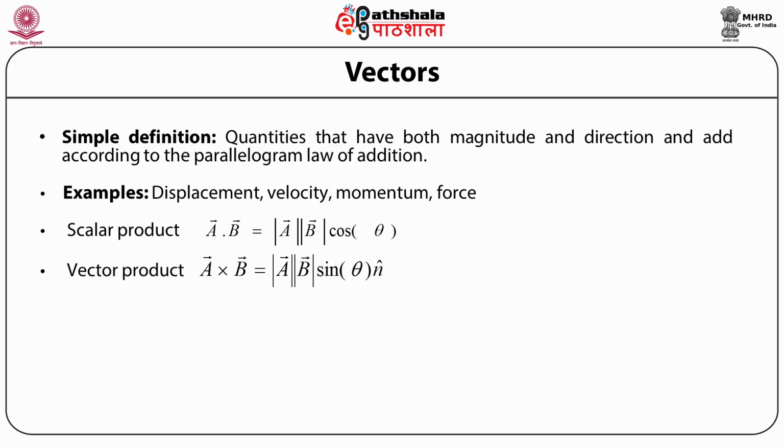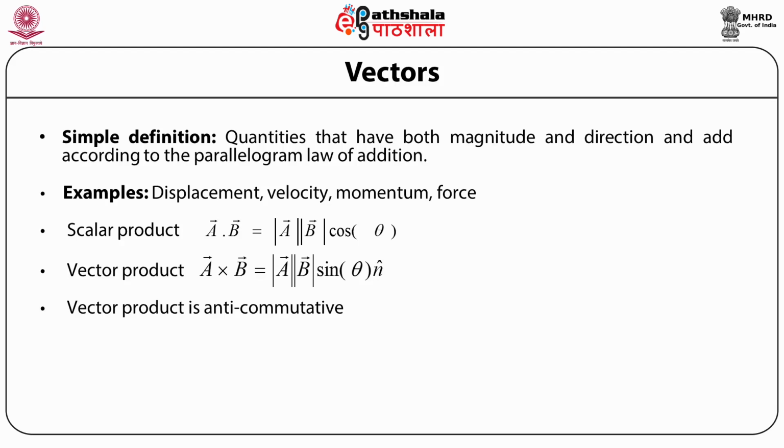Another important property of the vector product or the cross product is that it is anti-commutative, which means that vector A cross vector B is equal to minus vector B cross vector A. The reason for this is that when we take the cross product of vector A and vector B, as I mentioned earlier, using the right hand screw rule, the fingers are curled from the direction of vector A towards the direction of vector B, and the thumb gives the direction of the resultant vector A cross B.